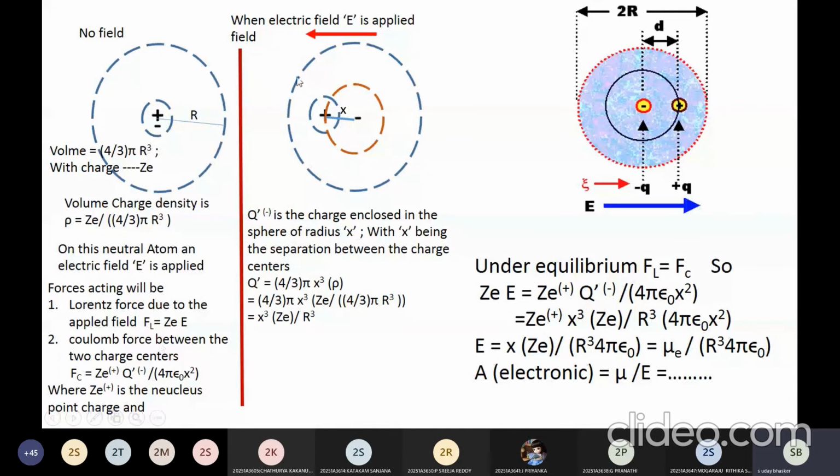Clear? So in this particular situation, before applying the electric field you don't have any net force. But after applying the electric field, we have two forces. One is the Lorentz force because of the electric field, that is Ze into E. And another is the Coulomb force, that is Q1 Q2 by 4 pi epsilon r square. Here Q2 is nothing but q dash and r is nothing but your x. This way I have two forces.